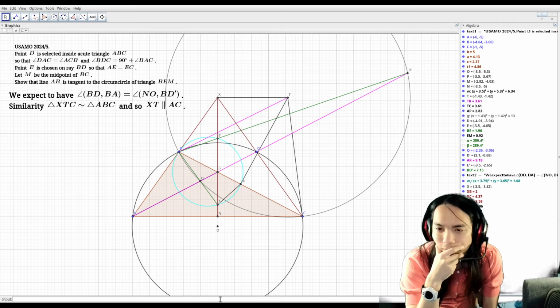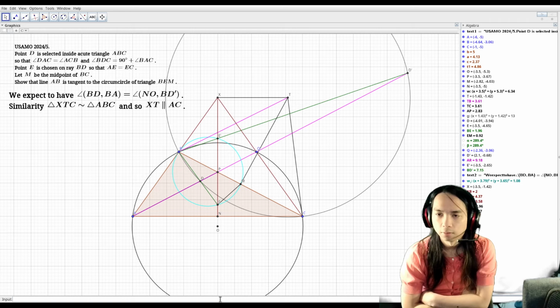I feel like I'm not really using the tangents, though. Like, I'm not really using the TP and TC tangent to ABC. I should be using that somehow. I don't know how.